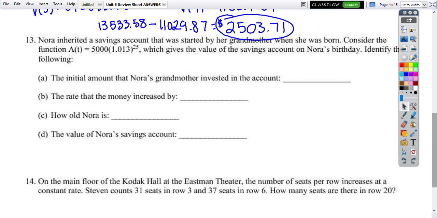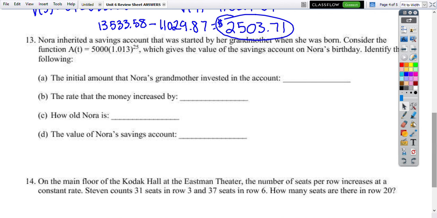All right, Nora is inheriting a savings account started by her grandfather when she was born. So we have the function 5,000 times 1.013 to the 25, which gives the value of the savings account on her birthday. That would be today, right? If today was her birthday, she started it at time 0. Today is her birthday, so how many years later is it? We want to know the following. What was the initial amount?